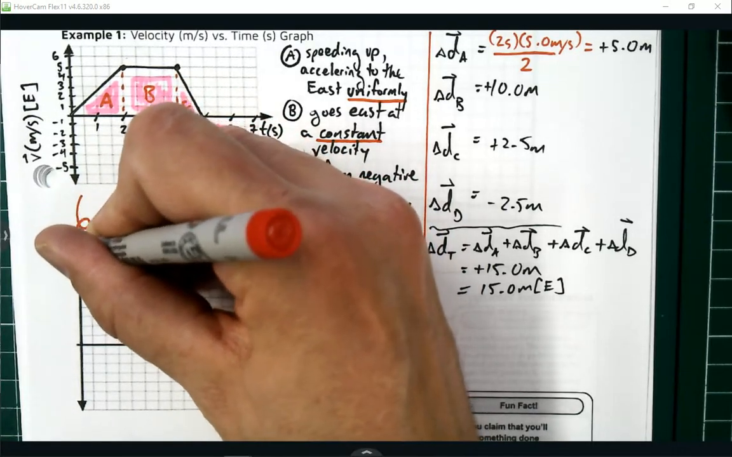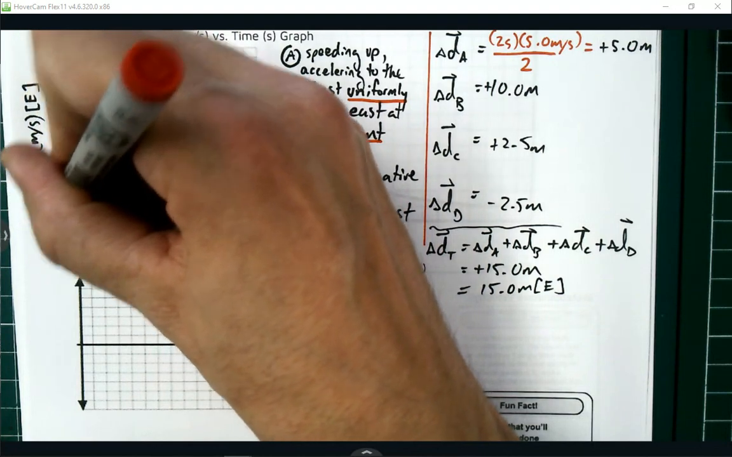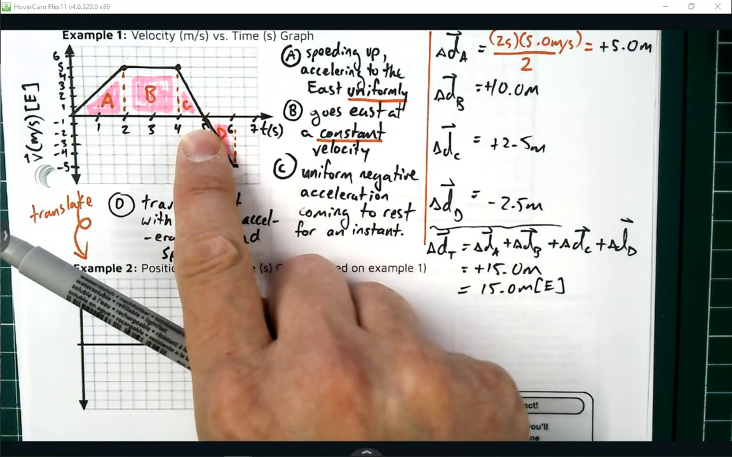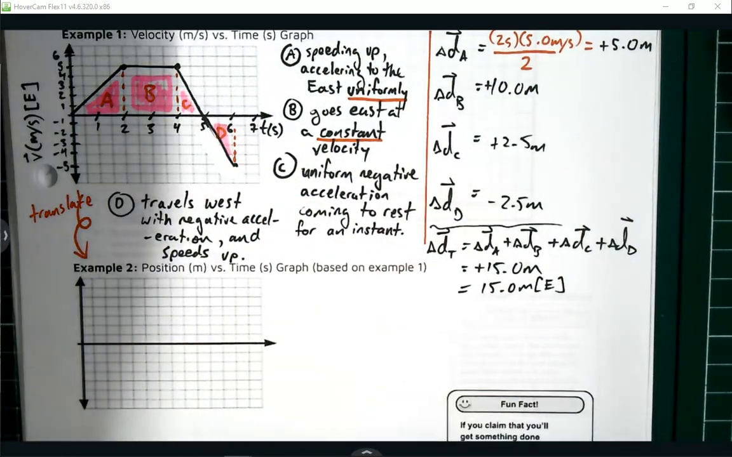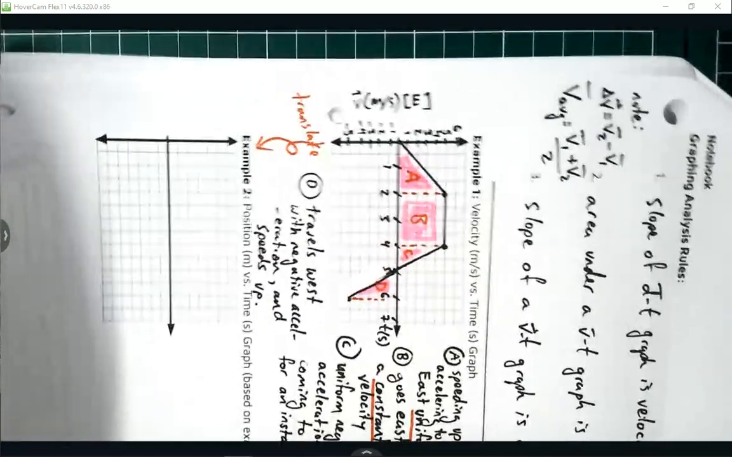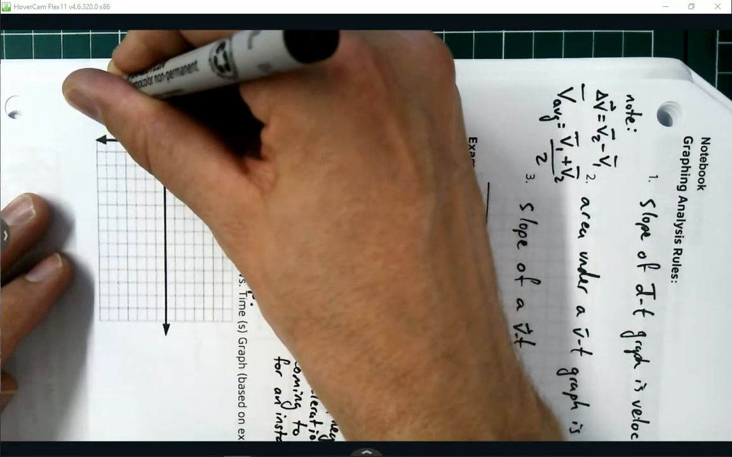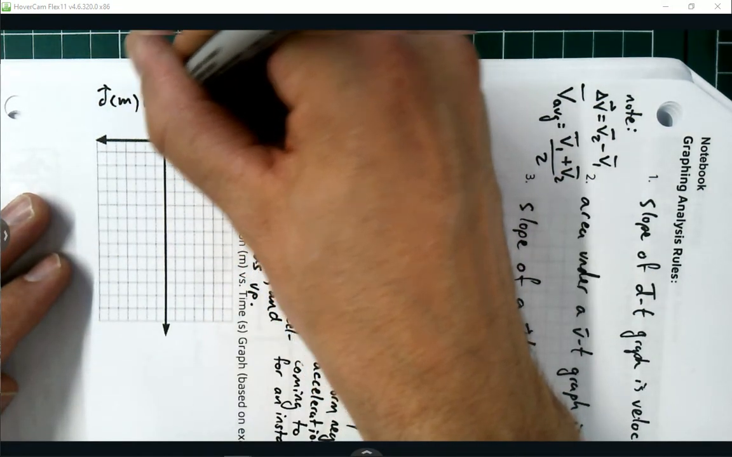We could, given enough information, translate a velocity time graph into a position time graph. We could go the other way around. So I want to take this information that we've kind of figured out and turn it into a position time graph. I want to go the opposite way, decoding. And so if we're going to do that, we're going to have to give ourselves an axis label, position, meters, going to keep east positive.